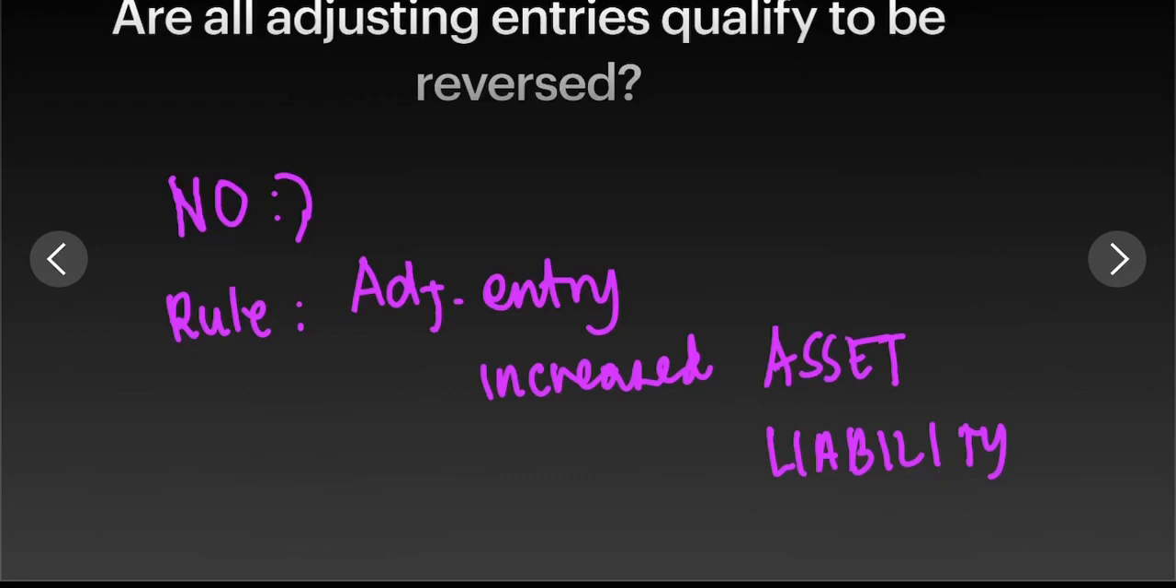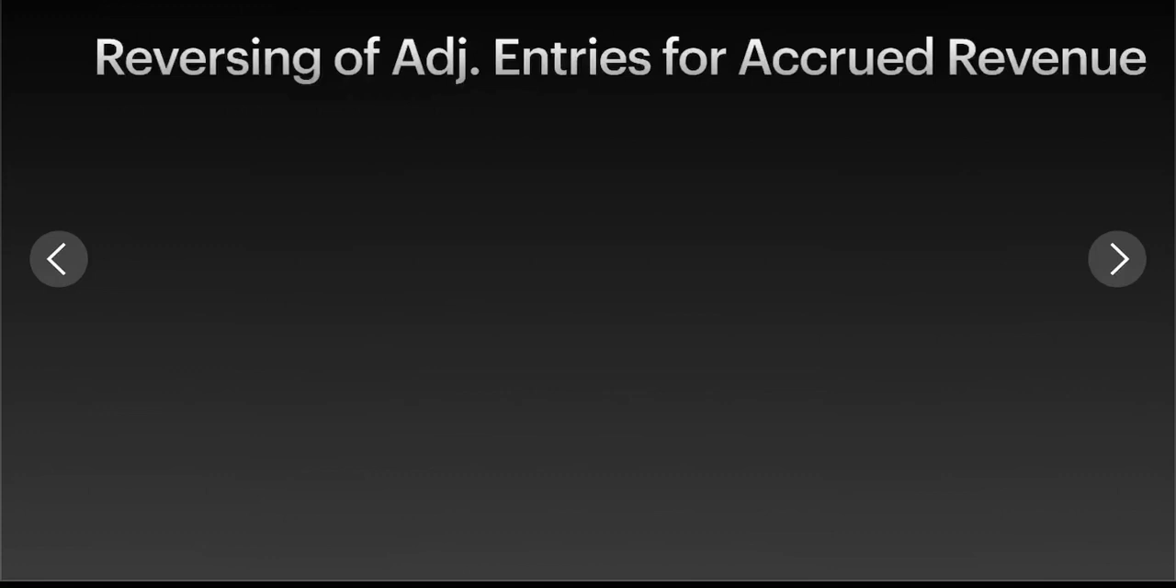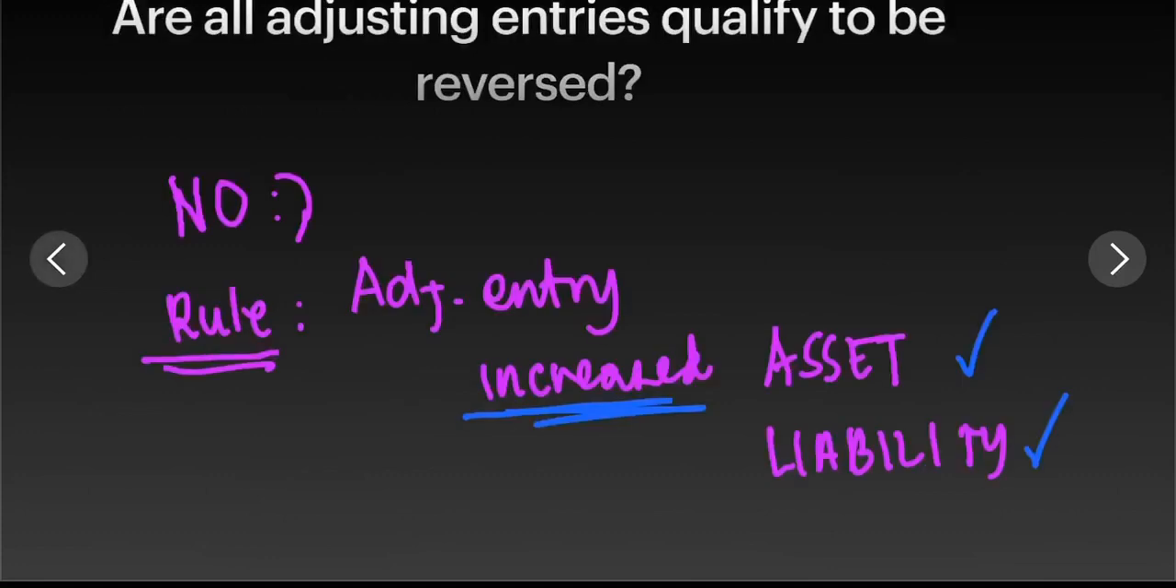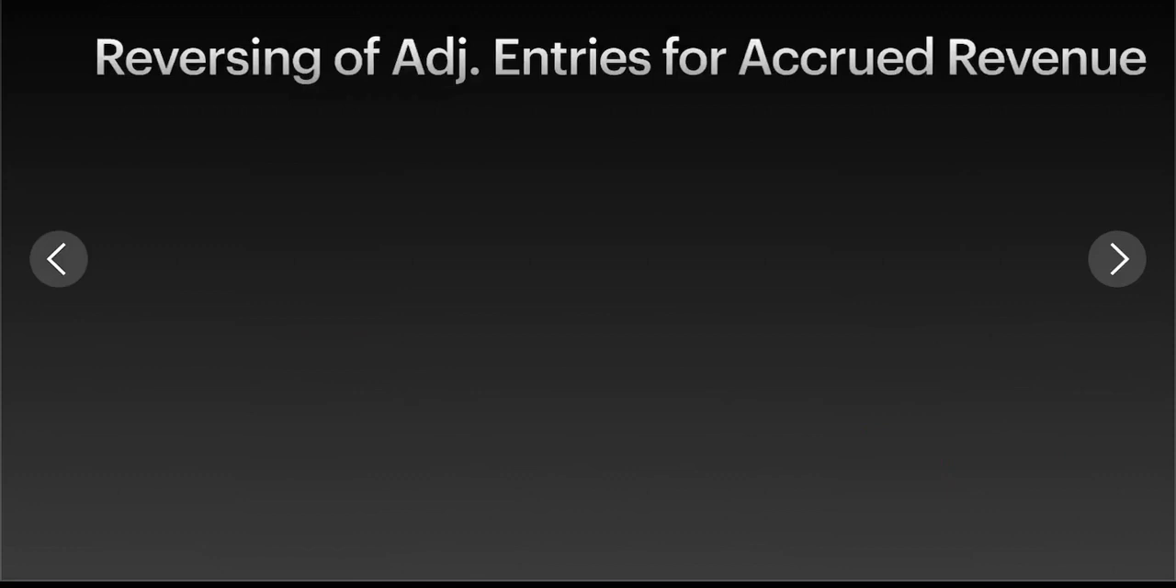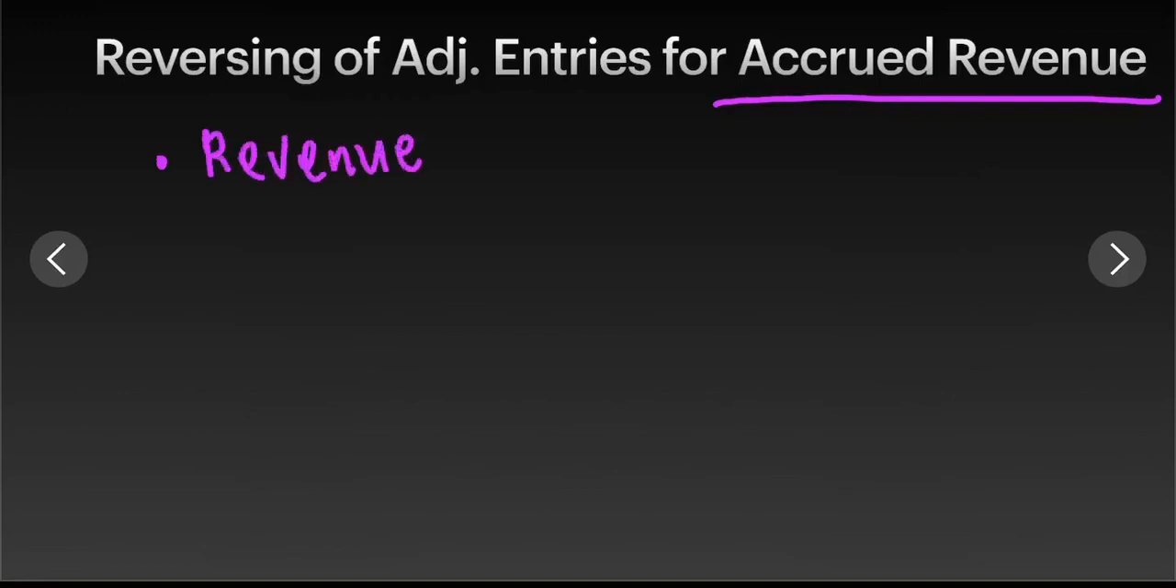Let's take note, not all adjusting entries qualify to be reversed. Only those adjusting entries increasing your asset or your liability. What are these adjusting entries? First example is accrued revenue. Just a little recap. When we say accrued revenue, what does it mean? Revenue already earned but not collected.